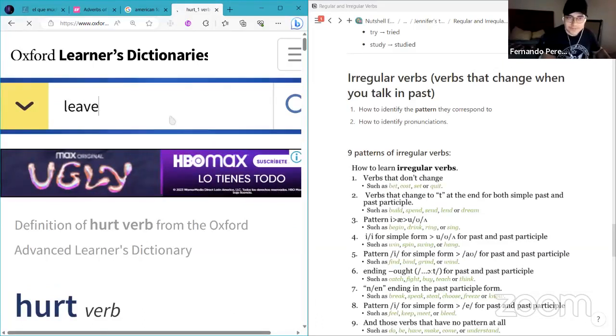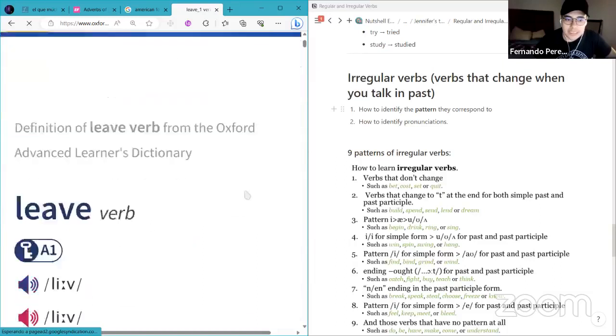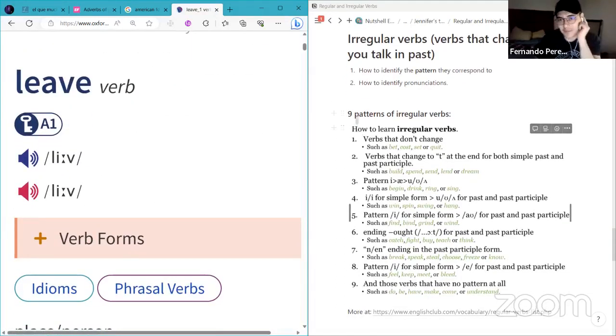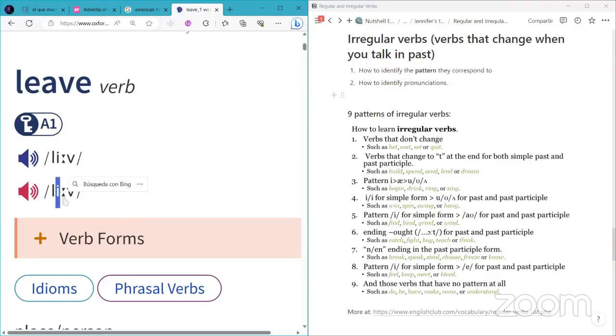So the secret is here. I search for "leave." I pronounce "leave," and I check the definition and everything. I listen to the pronunciation. The original verb has a pronunciation E. Leave.